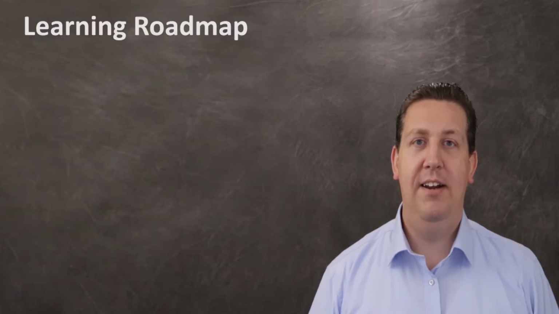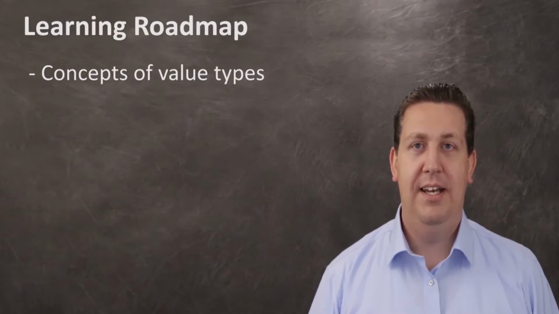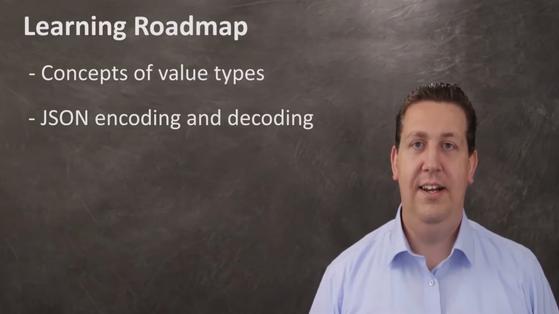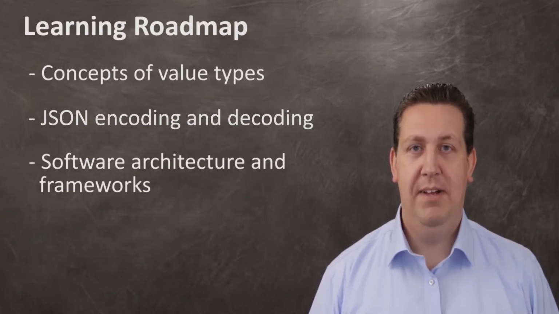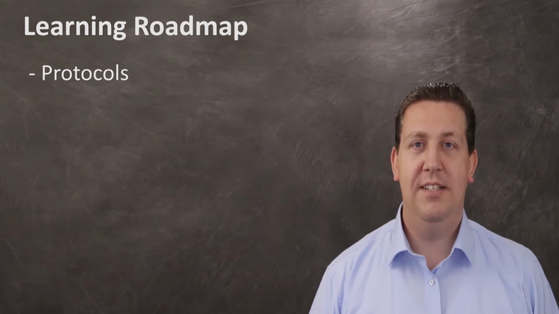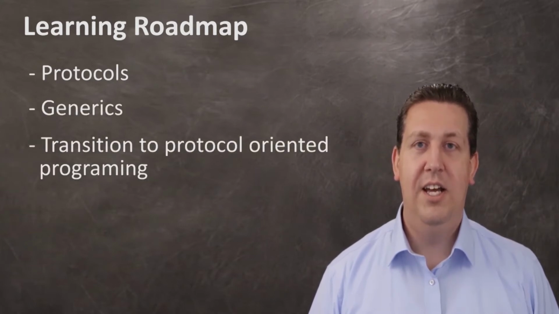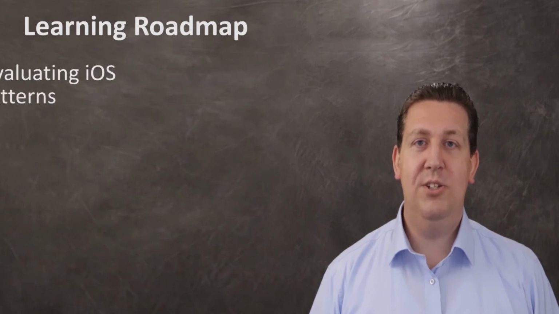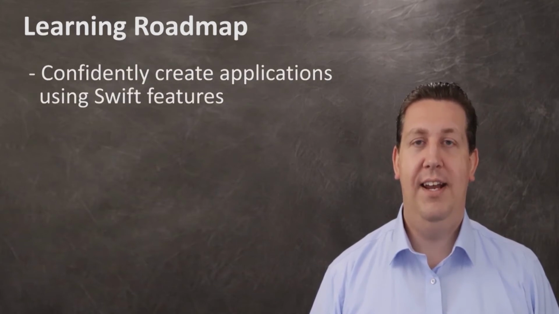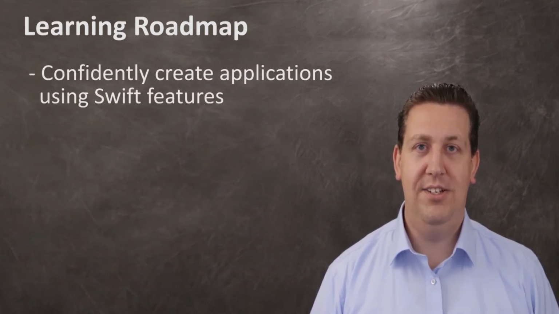You will start by learning the concepts of value types, JSON encoding and decoding, and the software architecture of Swift and its related frameworks. You will then learn about protocols, generics, and how to transition to protocol-oriented programming. You will also learn about and evaluate the iOS architectural patterns in detail. By the end of this course, you'll be able to confidently create applications using Swift features.